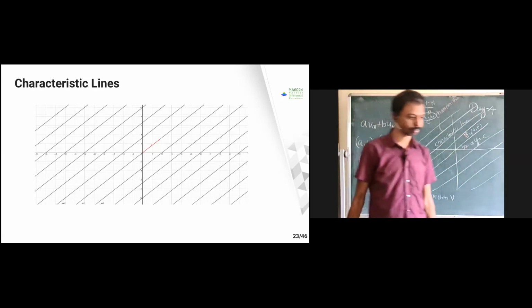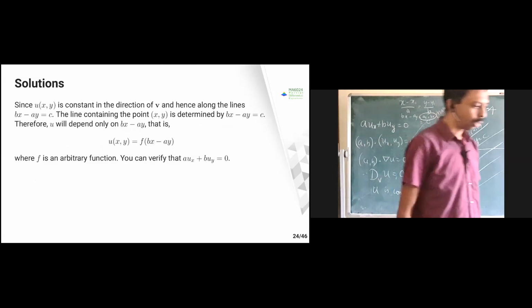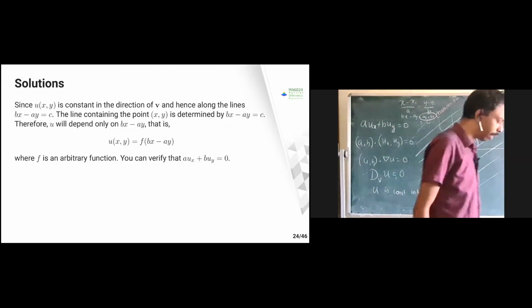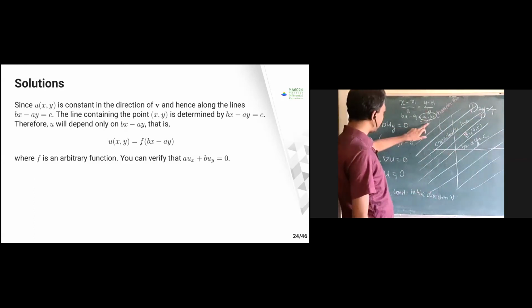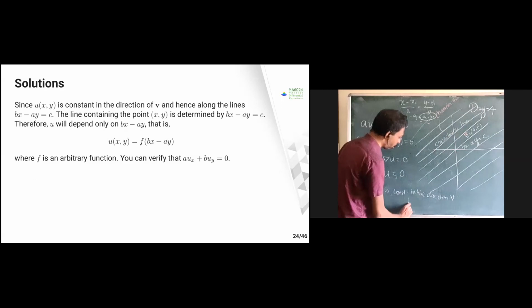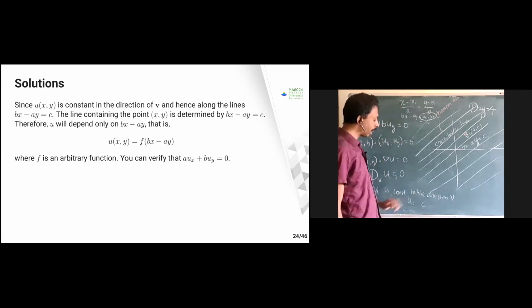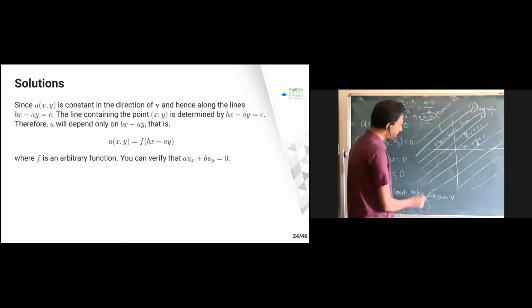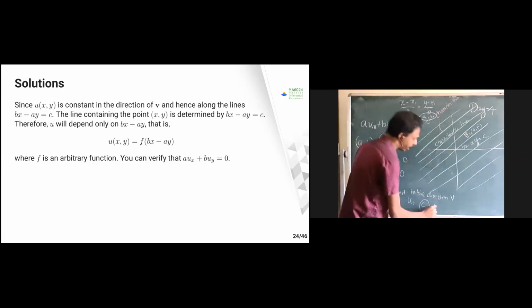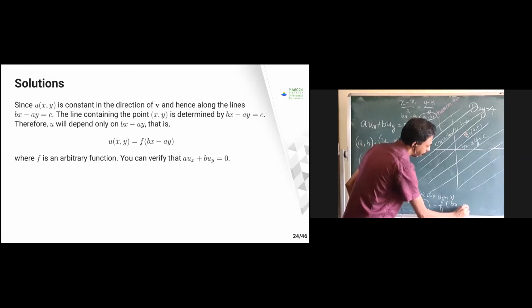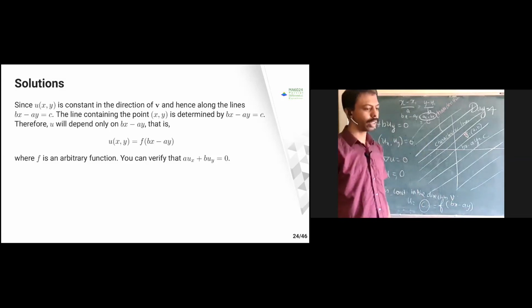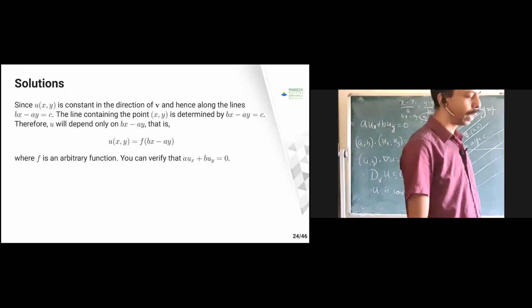So what I got is that u is constant, and that constant I also determined. This constant is a function of bx minus ay. That means u of x comma y is f of bx minus ay.